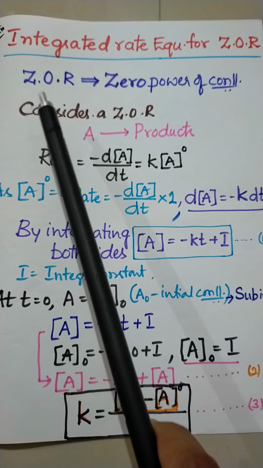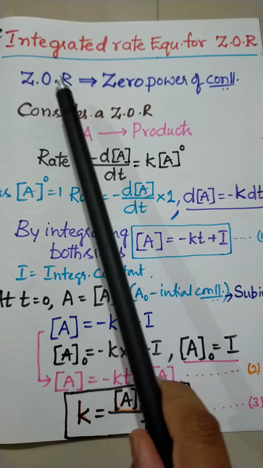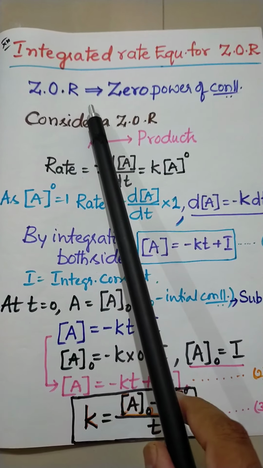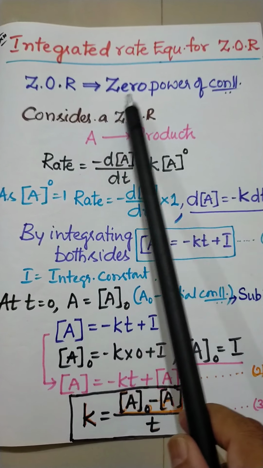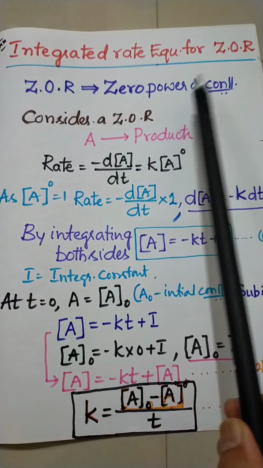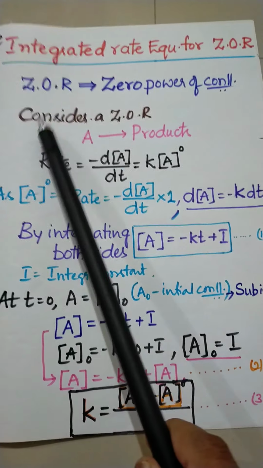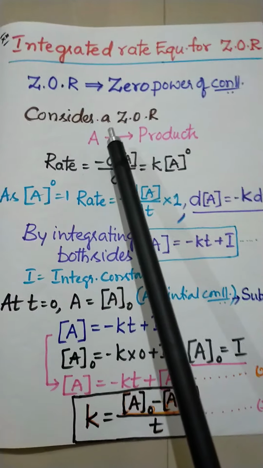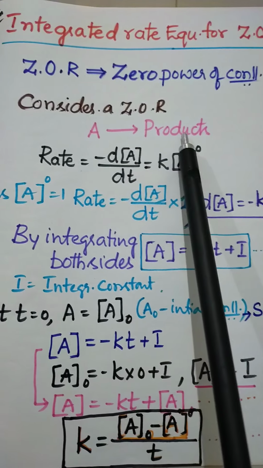Sorry, zero order reaction. Consider that zero order reaction here. What is that one? The zero power of concentration. The power of concentration term is zero. Consider a zero order reaction, A gives rise to products.